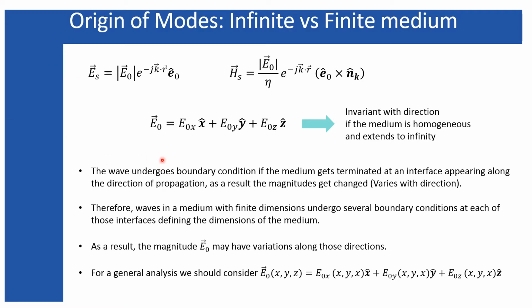As a result, the electric field magnitude, which we have assumed constant for the infinite medium, cannot be constant anymore, and it may vary with respect to the directions or the dimensions. So that is why the electric field magnitude can then be represented in terms of the coordinate system, that is x, y and z.